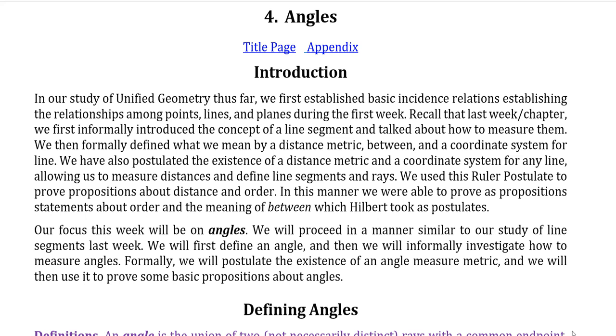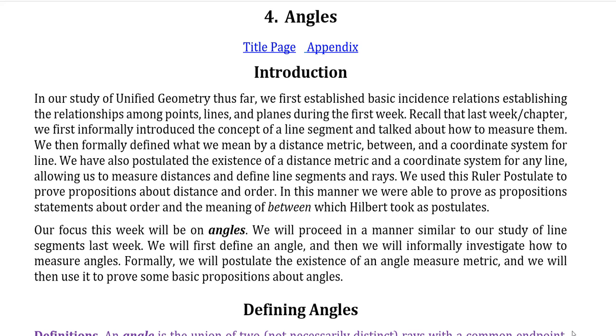Okay, and then we followed that up in our third playlist by looking at the concept of between and distance. And along the way, we talked about defining a line segment and a ray. And we talked about formally what we mean by distance metric, between, and a coordinate system for a line. We also postulated the existence of a distance metric and a coordinate system for any line, and that allowed us to use measuring distances and to define line segments and rays.